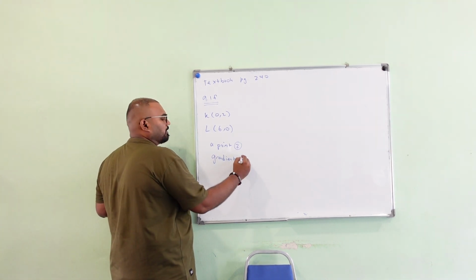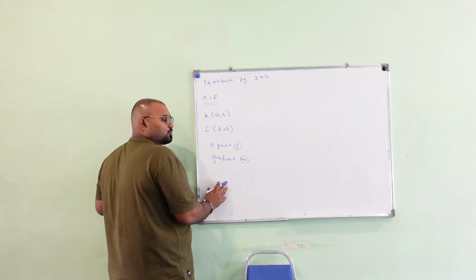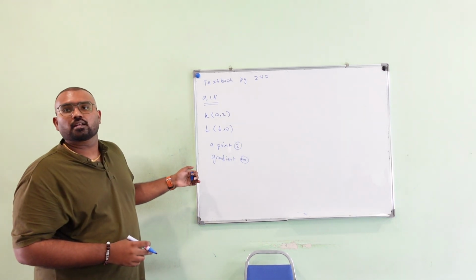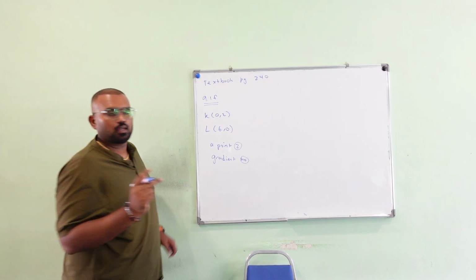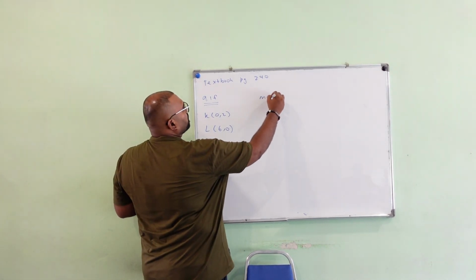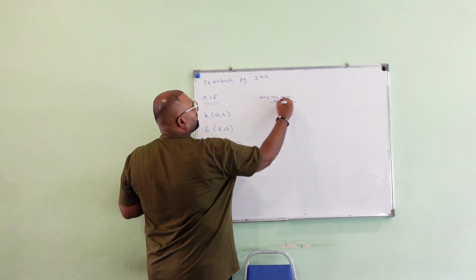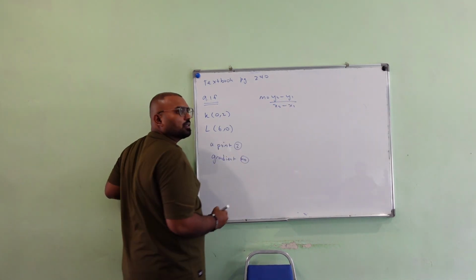But the gradient we don't have. Understand? So now we have to find the gradient. The basic formula to find the gradient we already learned in Form 2. Okay? So the gradient formula should be m equal to y2 minus y1 over x2 minus x1.